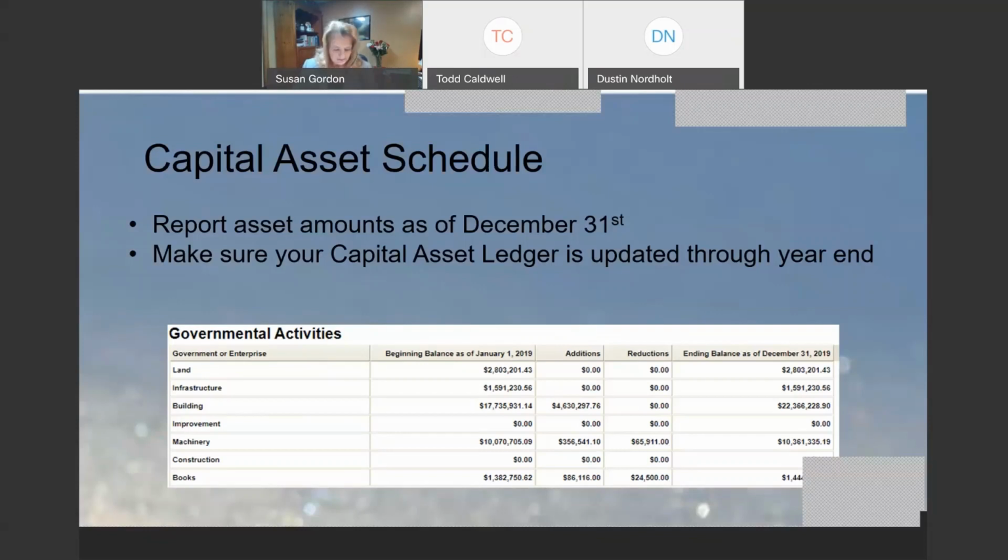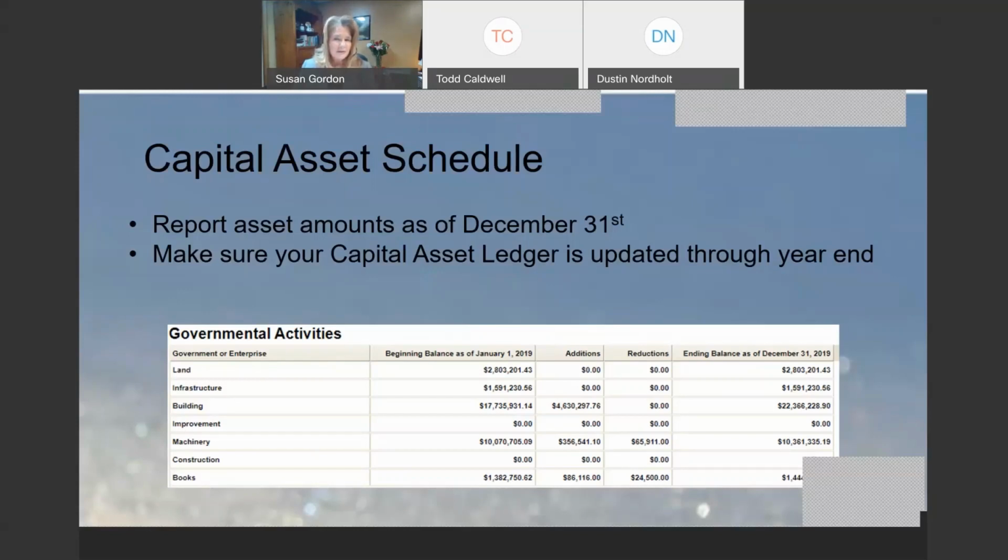Just as a couple of examples on how to complete this, if your capitalization threshold is $5,000 and you buy a $30,000 snowplow, then that snowplow is going to be put under machinery and equipment as an addition for $30,000, which is the amount you paid, which is also called the historical cost. And that's the basis of the schedule, historical cost.